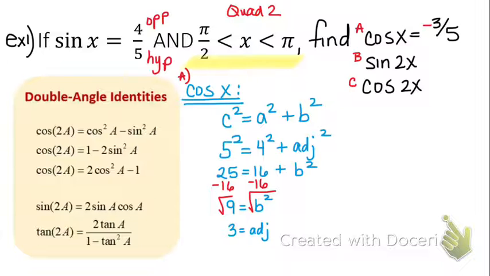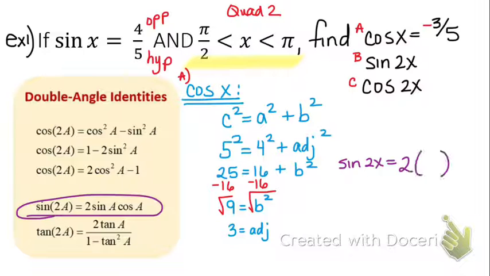Okay, so now we're ready to find the sine of 2x. For sine of 2x, there's only one formula, the sine double angle formula. It says you have to take 2 times the sine times the cosine. The sine was given to us: sine is 4 over 5. And the cosine is negative 3 over 5.